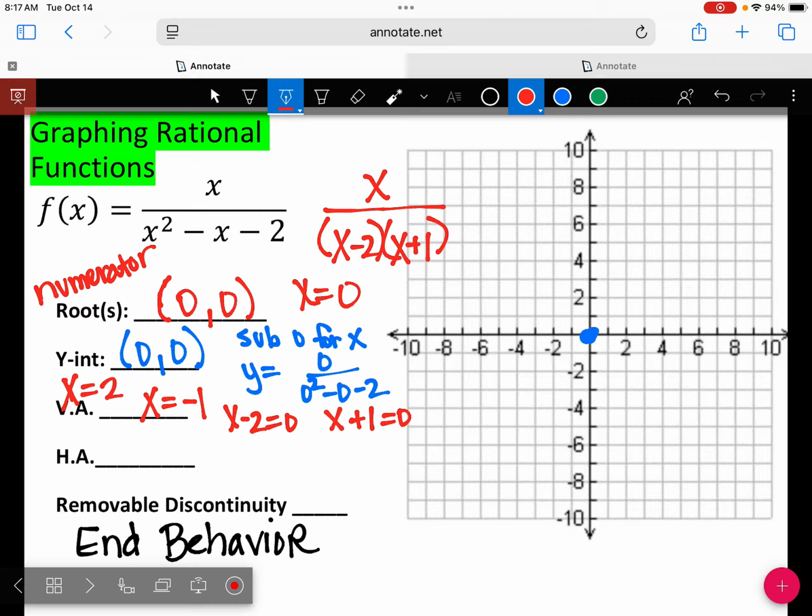So if you have a highlighter or color pencil, let's go ahead and draw both of those in. So I'm going to draw in an asymptote at +2. And I'm also going to draw in one at -1.